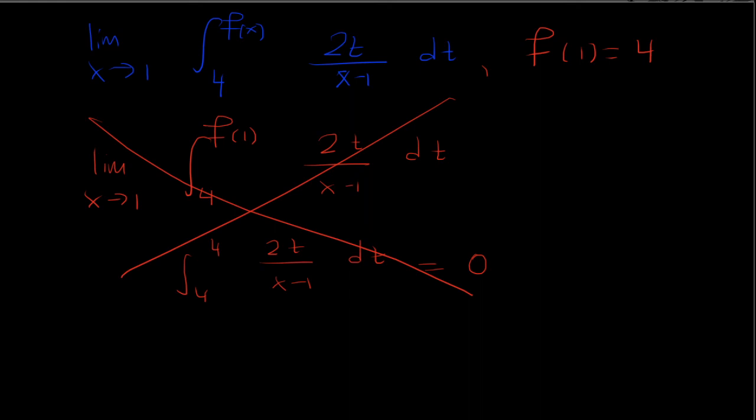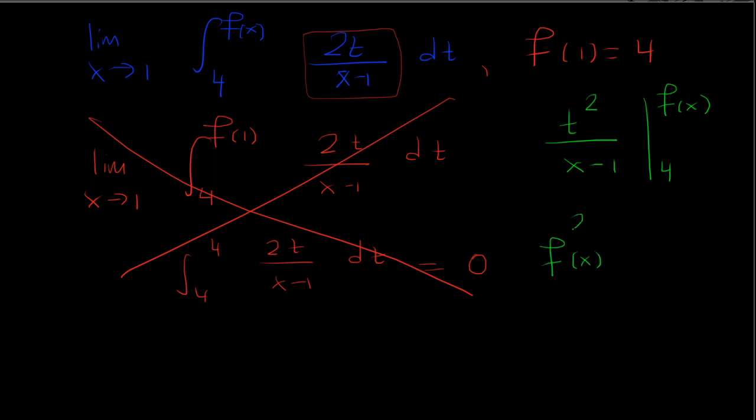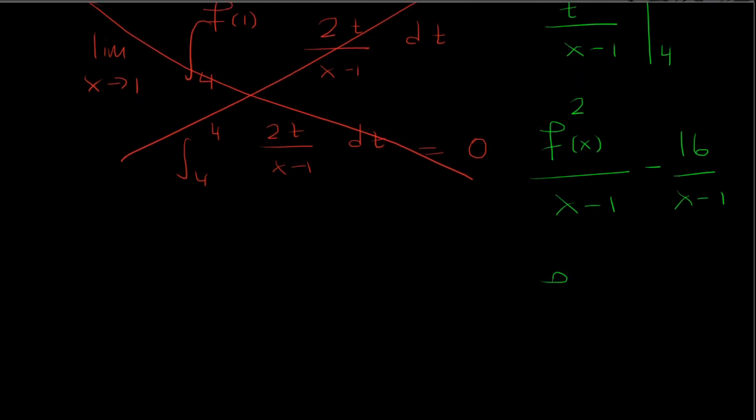Let's instead take the antiderivative of this. Okay, so let's first evaluate the integral and then go from there. If I were to do that, it would just be t squared over x minus 1, evaluated from 4 to f of x. Okay, plug in f of x first. So that's f of x squared over x minus 1, minus, plug in 4 for t, we get 16 over x minus 1. So that would just be f of x squared minus 16 over x minus 1.